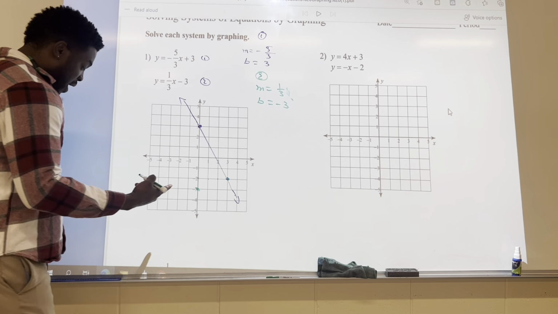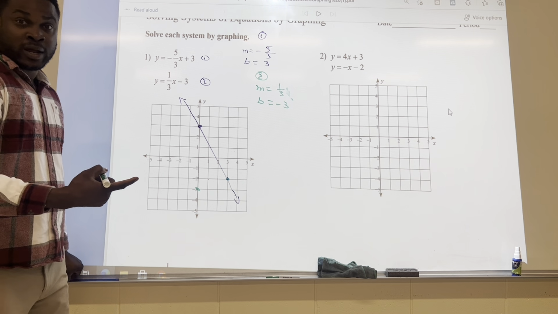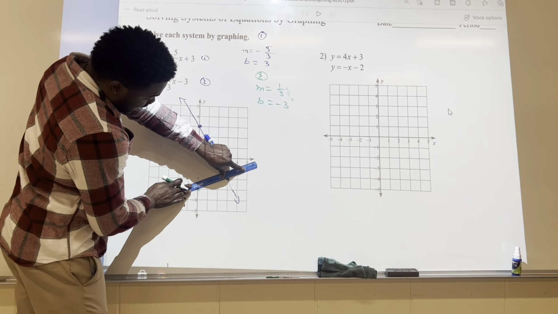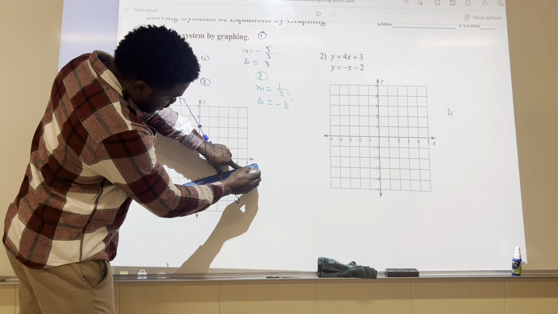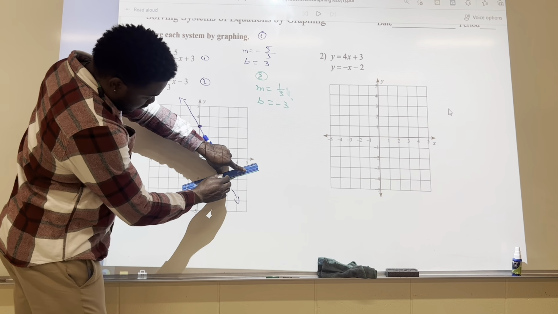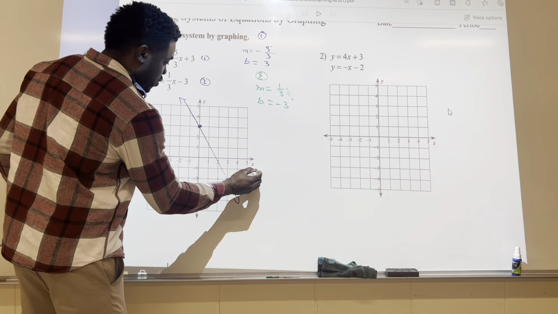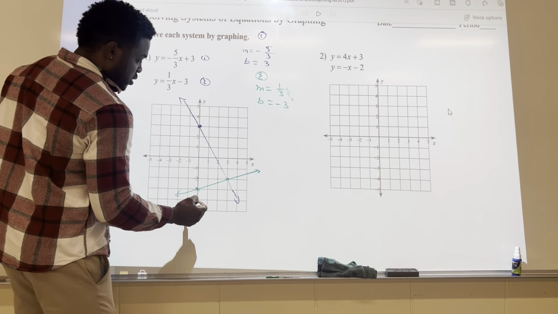Since I already see that I have 2 points, I can go ahead right now and graph. I don't have to keep putting a lot of points. Since I already get my intersection, I don't have to keep finding points. The only thing you need is 2 points in order to graph.